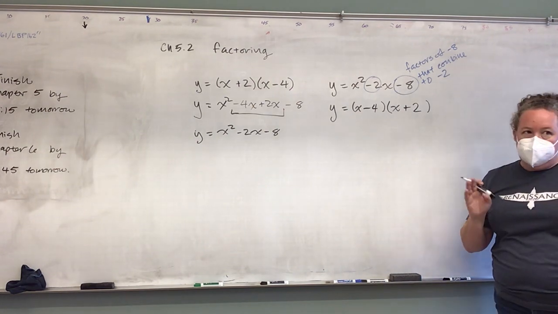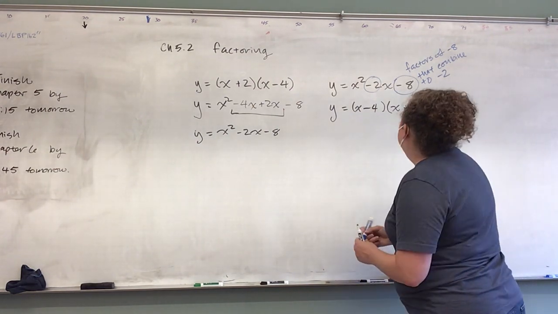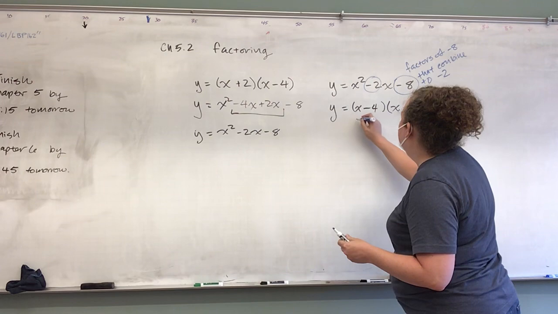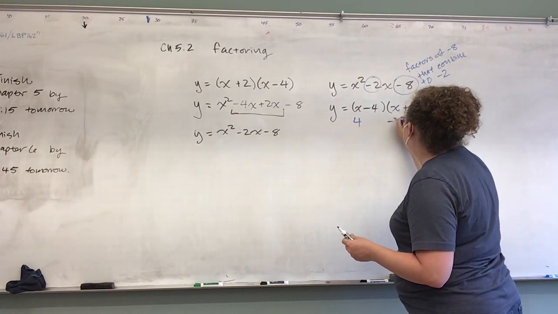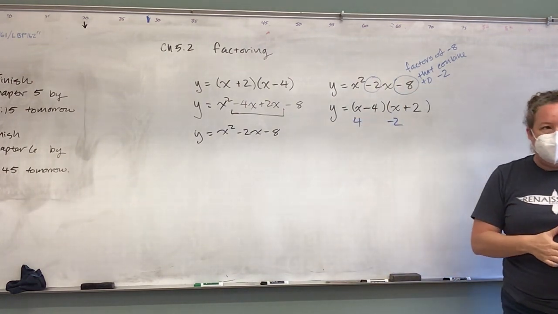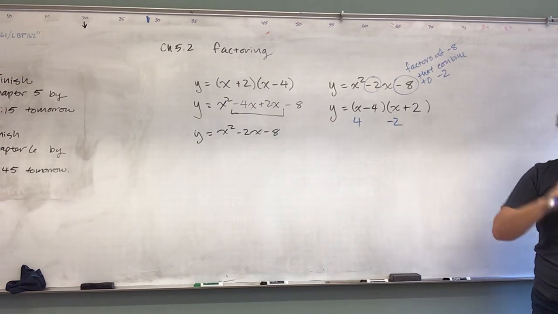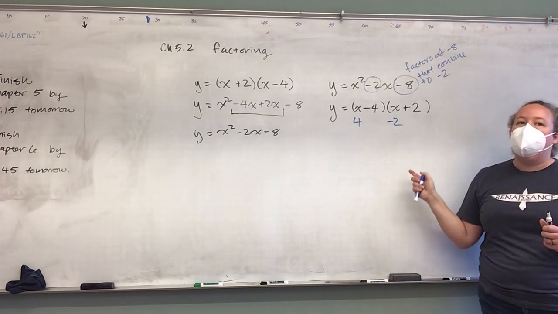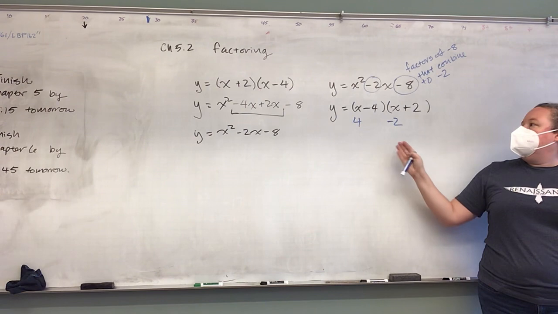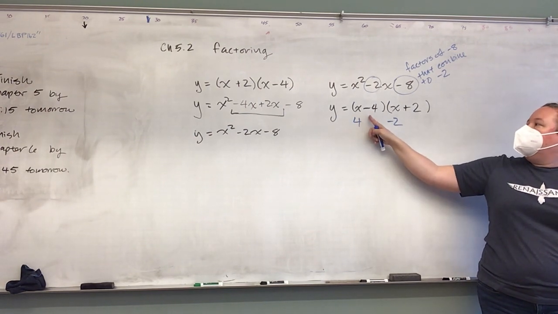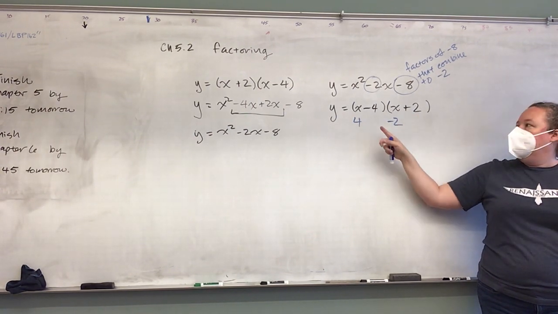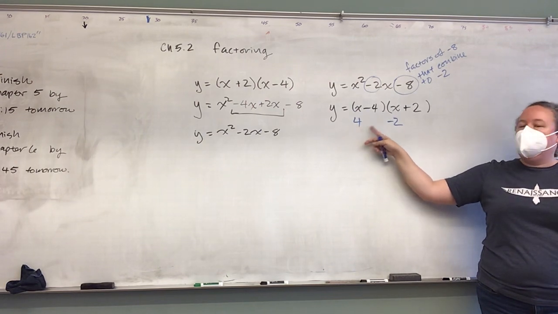Here enters the... so Gino first said -4 and 2, and then restated and said, oh, wait a minute, 4 and -2. Why does it have to, because doesn't this look like -4? Doesn't this look like +2? Why is it actually 4 and -2?